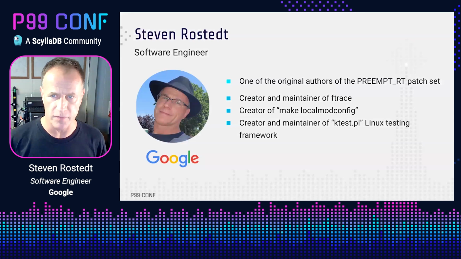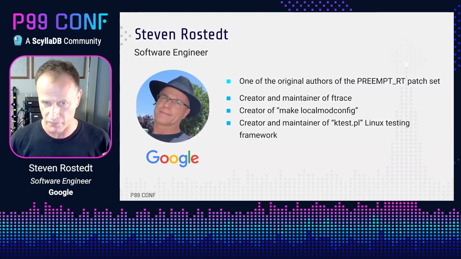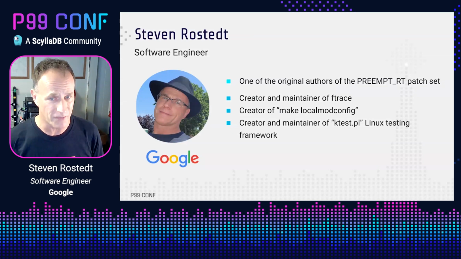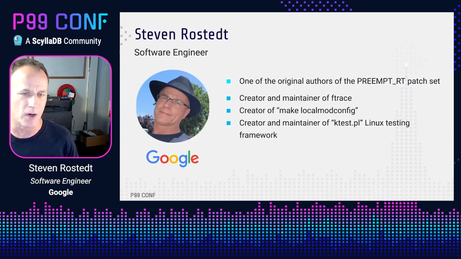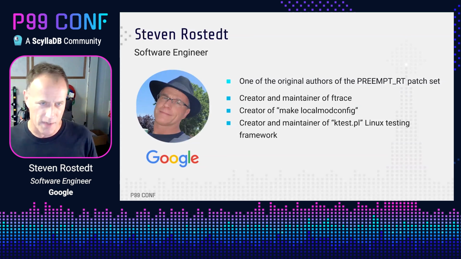A little about myself. I'm one of the original authors of the PreemptRT patch set. I'm the creator and maintainer of ftrace, which is the official tracer of the Linux kernel. I also created make localmodconfig to make your builds much quicker. And I'm the creator and maintainer of KTestPL, which is a tracing infrastructure inside the kernel. But since I don't have much time, I'm going to get right to the talk.